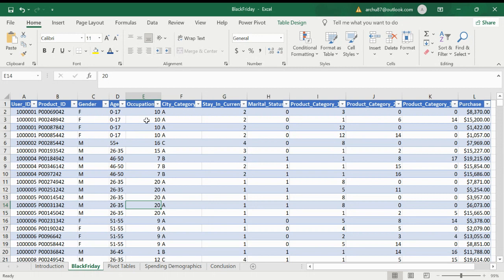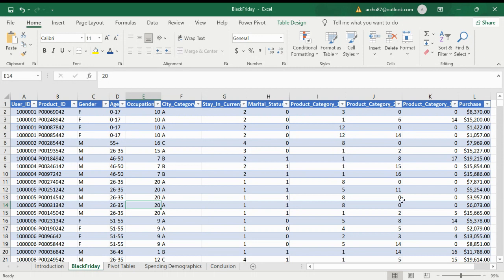Likewise, here we have to do the data cleaning. For example, we can change the marital status: if it is zero, it is unmarried, and if it is one, married. Basically, I have kept the same for my comfort.